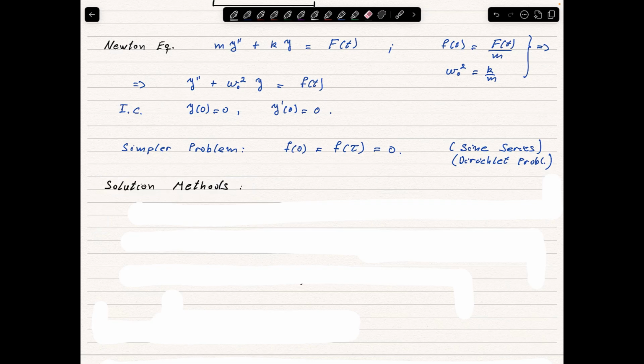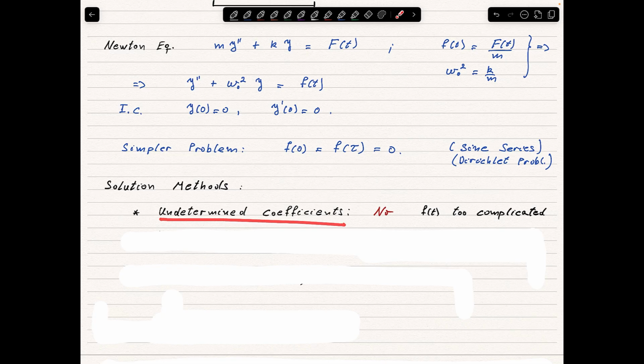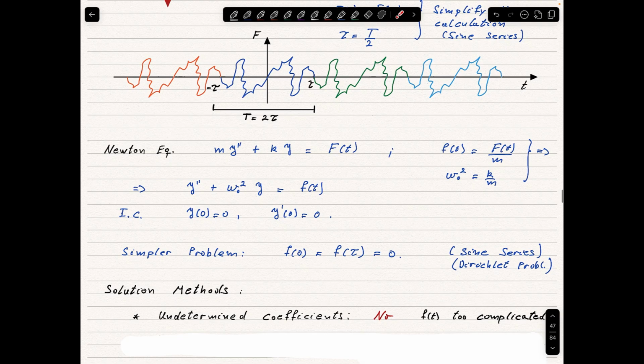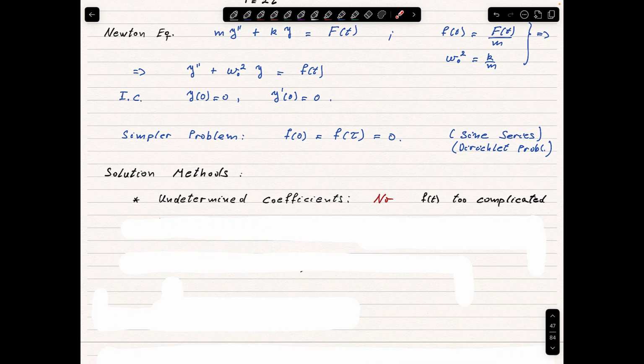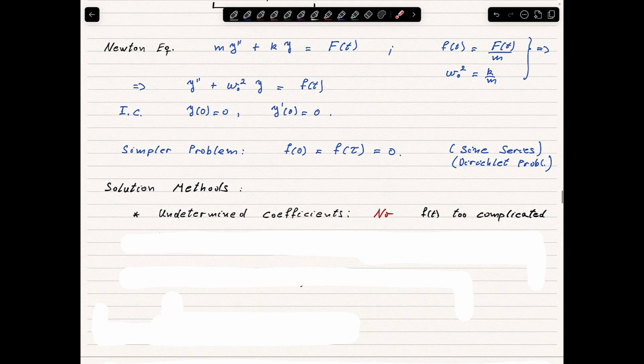And what are the solution methods we know to try to tackle such a problem? Well, we know how to solve this equation in chapter 2 in our textbook using undetermined coefficients. But recall, undetermined coefficients works when the force F is nice. It's simple, an exponential, a polynomial, a simple sine, or a simple cosine. And look at this force here. It looks nothing like that. So no, it's going to be too complicated in our case, the force, to use undetermined coefficients.